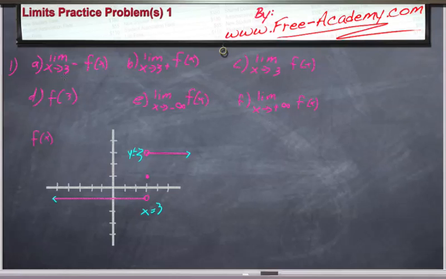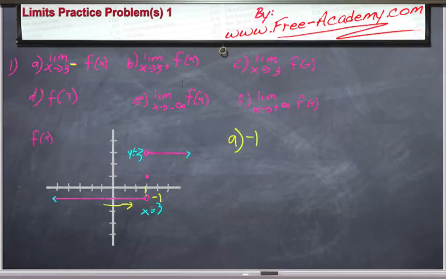Problem A is asking what is the limit as x gets infinitely close to 3 coming from the negative side of f of x. That's what this little minus states. It's coming from the negative. And notice as we get infinitely close to x equals 3, the graph is equal to y equals negative 1. So the answer to A is negative 1, because the limit is the y value as you get infinitely close to an x value.